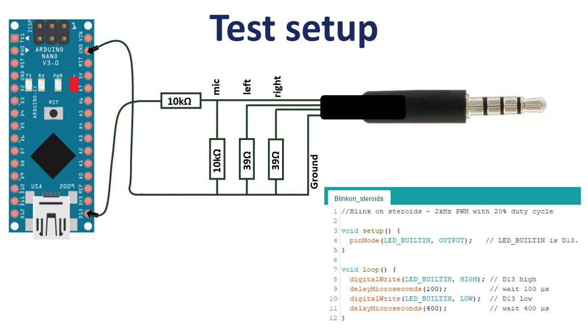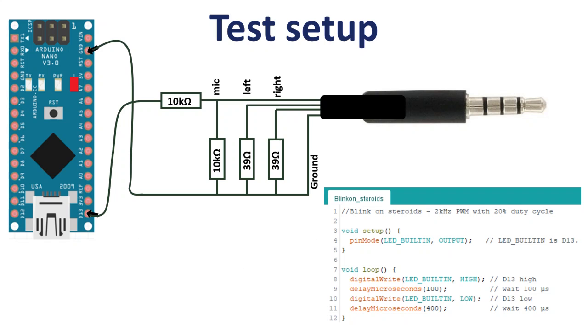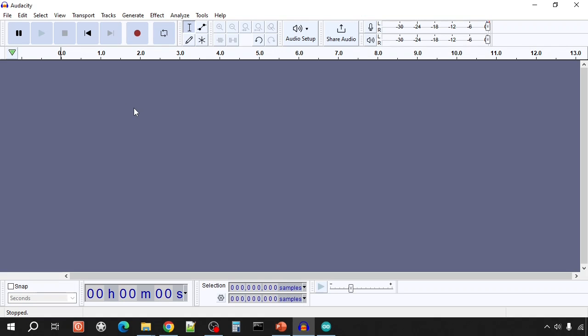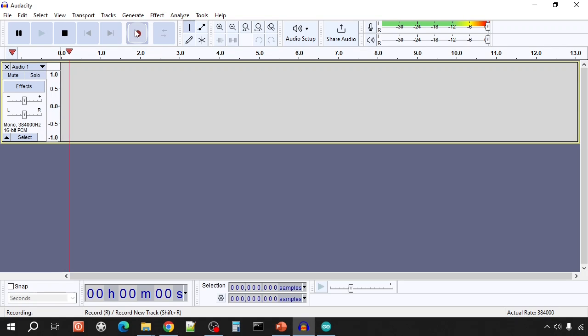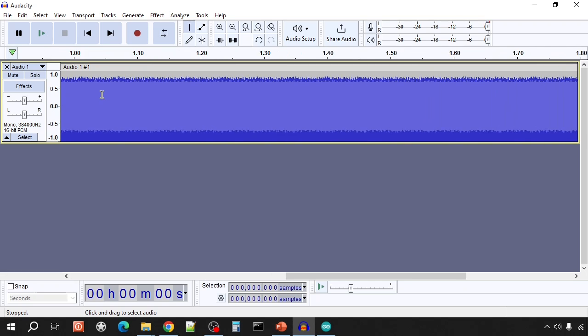We need a test signal to test the logic analyzer. For this, I used an Arduino with a fast blink sketch. This sketch generates a PWM wave of 20% with a 2 kHz frequency. You see the normal delay has been replaced with delay microseconds. Make sure everything is connected and the Arduino sketch is running, then press record. And press stop. And zoom in on the signal.